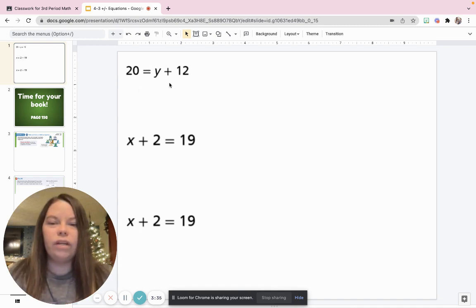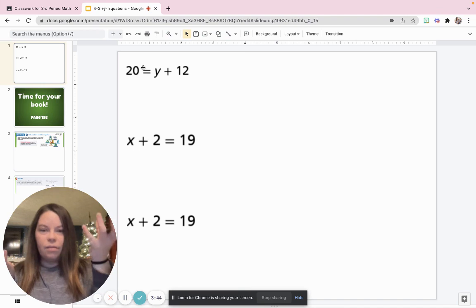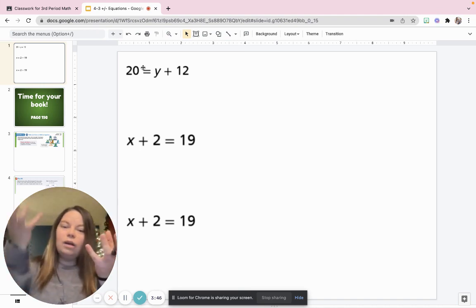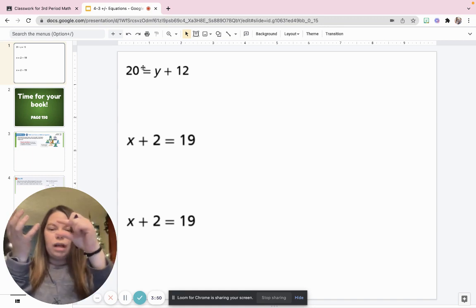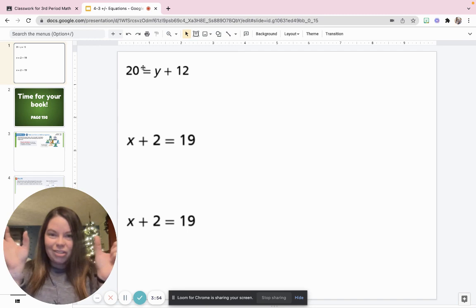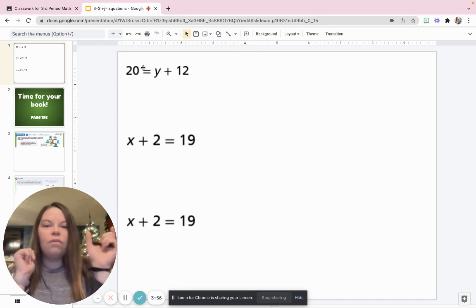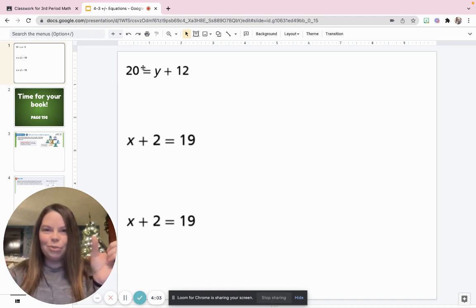So over here, we have 20 equals y plus 12. All that means is, remember on our balance, if I've got 20 on this side of my equal sign, I also have to have 20 on this side of my equal sign, right? Because that equal sign means the same on both sides. Whatever I have on one side, I have to have on the other side. So if I have y plus 12, that needs to equal 20. 20 is not 12, right? So we have to figure that out.